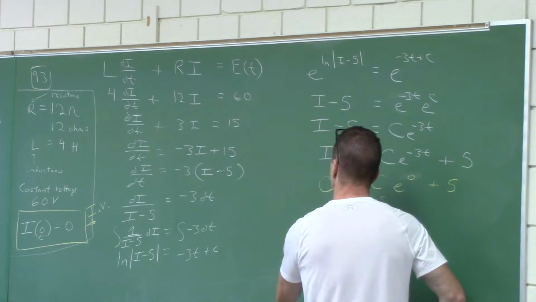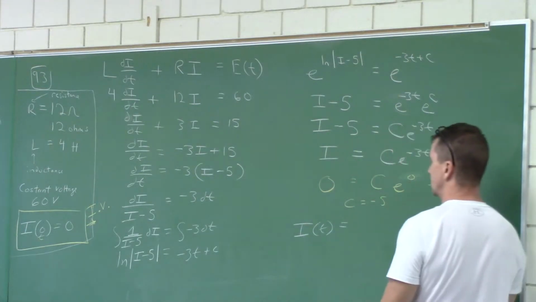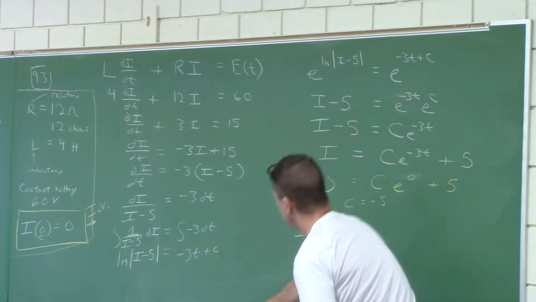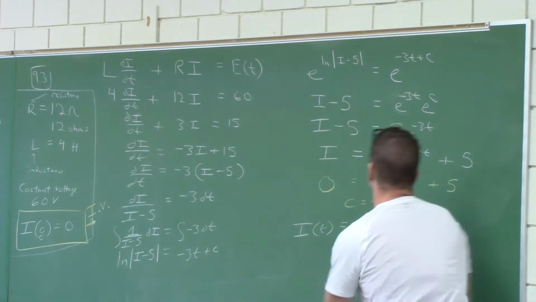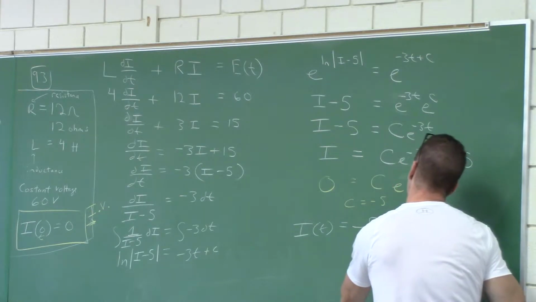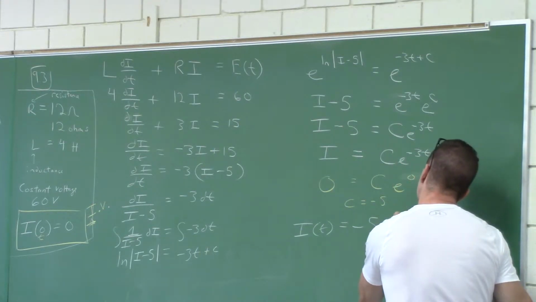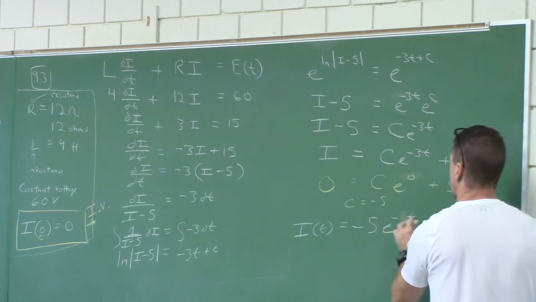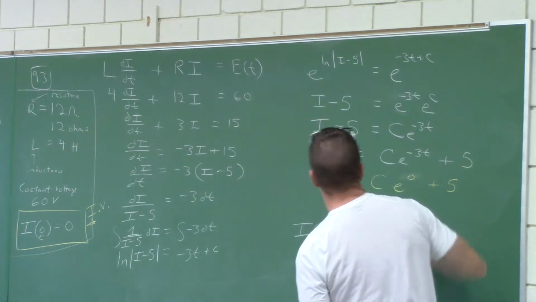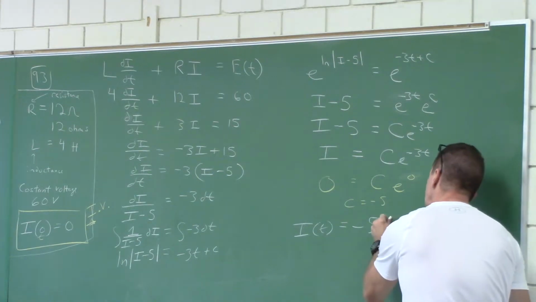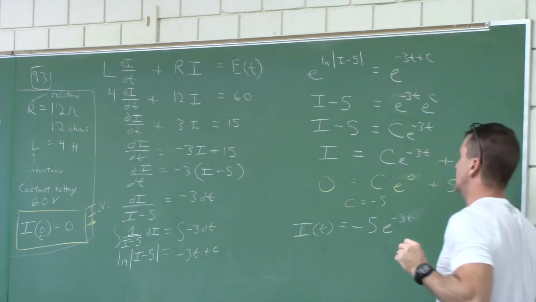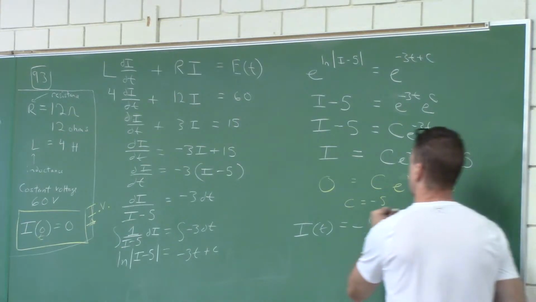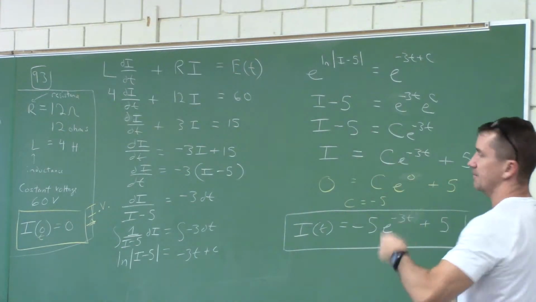Here's the answer. I'll even write it as a function of t. I as a function of t. Here's your current. This models the current in this electric circuit. Negative 5 e to the negative 5 t. No, it's negative 3t, right? Oh, thank you. Negative 5 e to the negative 3t plus a 5. And there it is. That's what we're looking for. That models the current.